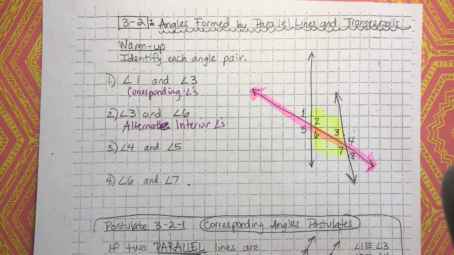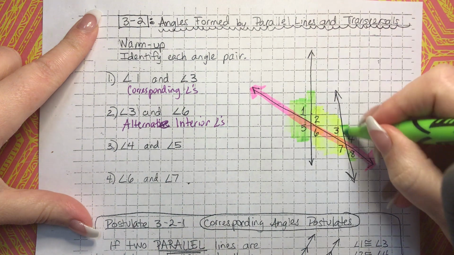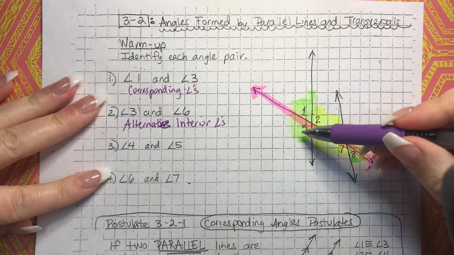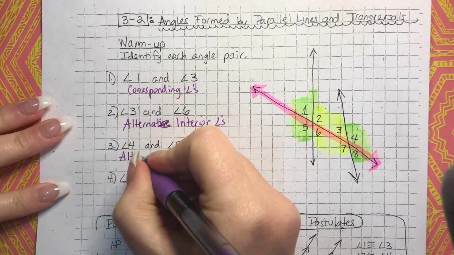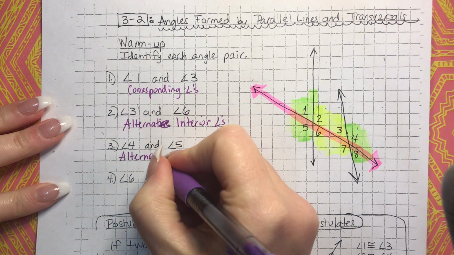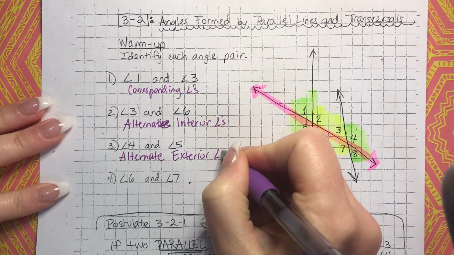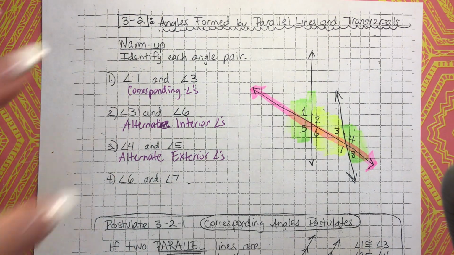Okay, and then let's look at 4 and 5. Well, 4 and 5 are both on the outside, so those are exterior angles, and they're on alternate sides of this transversal, so those are alternate, hopefully I can spell this one right this time, alternate exterior angles, okay? And so if you got those ones right, it's a great job so far.